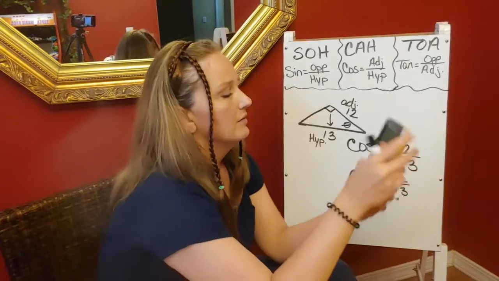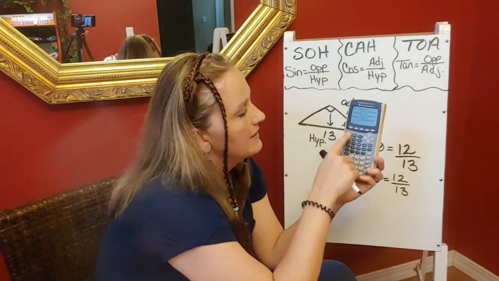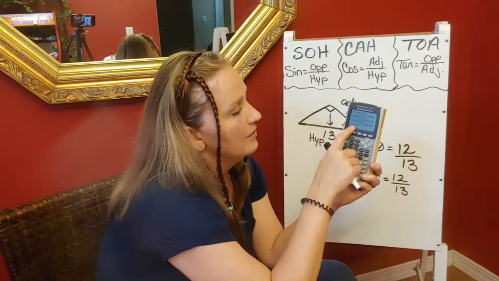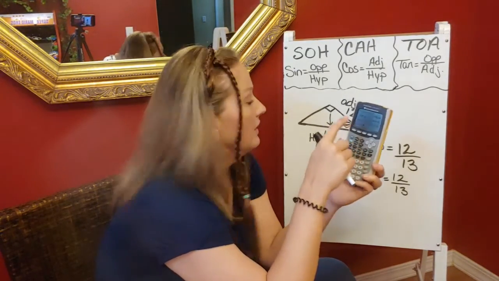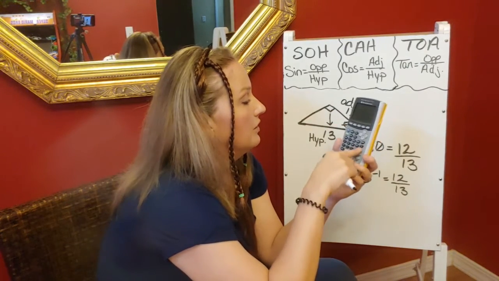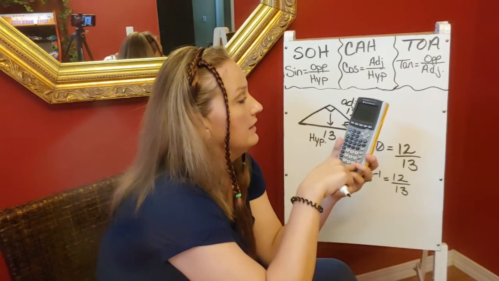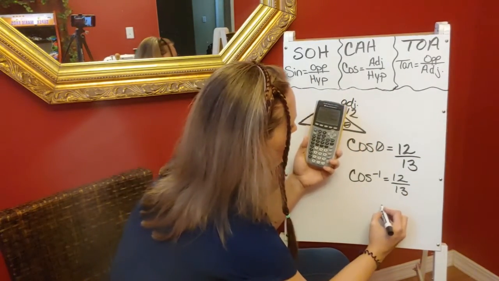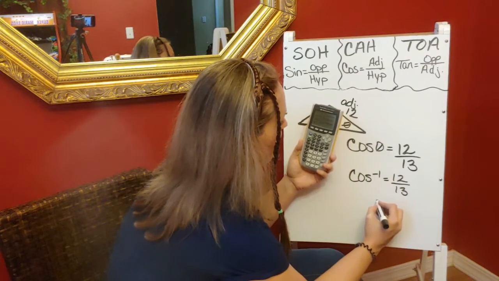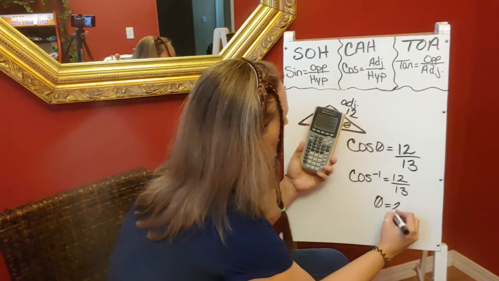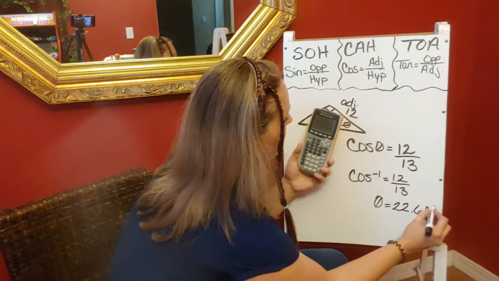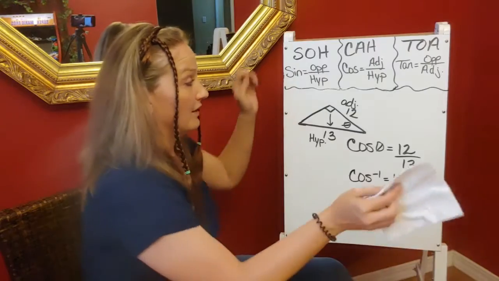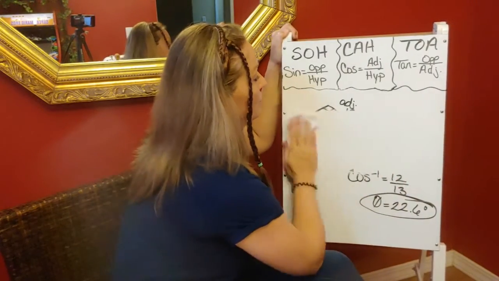So remember doing those inverses, we have to hit the second key and cosine. And it'll bring up that cosine with the little -1 on it. So I'm going to type in 12 divided by 13 and hit enter. And I get that theta is equal to 22.6 degrees. So that's how we get our angle measures. We're going to do one more.